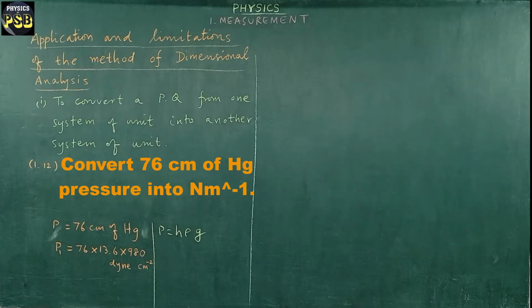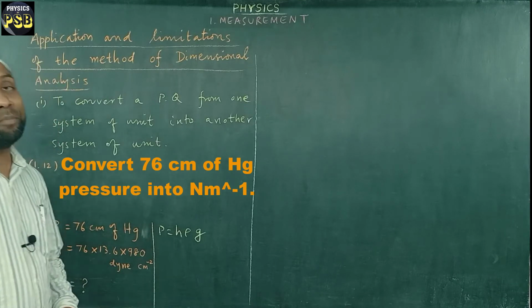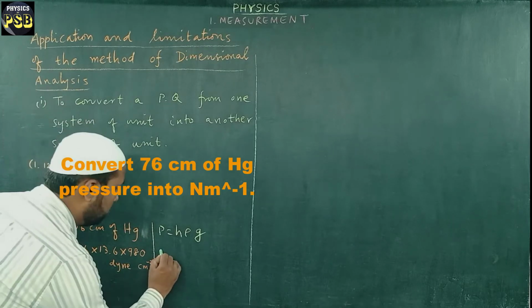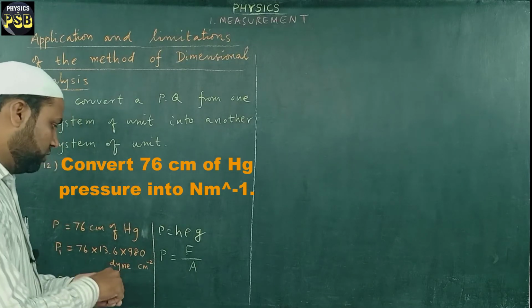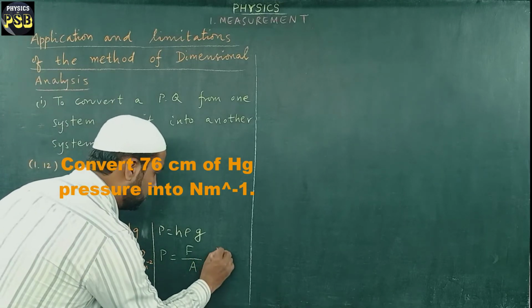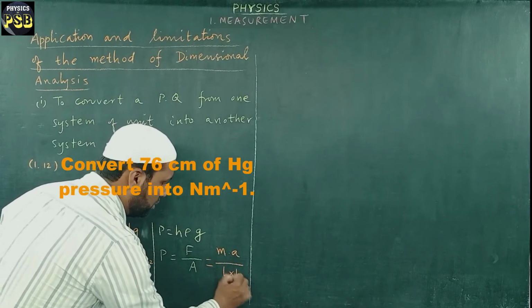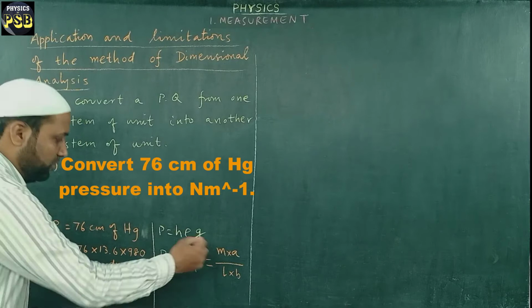Now, this is the value of pressure in the CGS system. Then what will be the value of pressure in the SI system? That is P2, which I am going to find out. In the SI system, the unit of pressure is Newton per meter square. And what is pressure? Pressure is force per unit area, and force is mass into acceleration, and area is length into breadth. Okay, this is the expression that represents pressure.